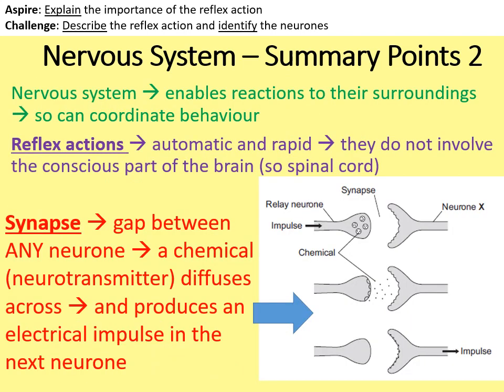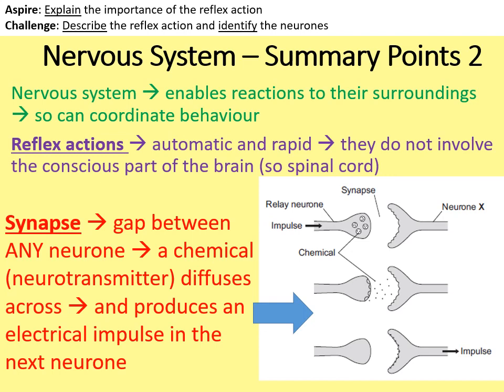Summary point 2. Just a couple of sentences on what the nervous system is all about. It enables reactions to the surroundings and can coordinate behavior. And then the second point is about reflex actions. They're automatic and rapid. So they happen without thought and they do not involve the conscious part of the brain. So just the spinal cord, remember.